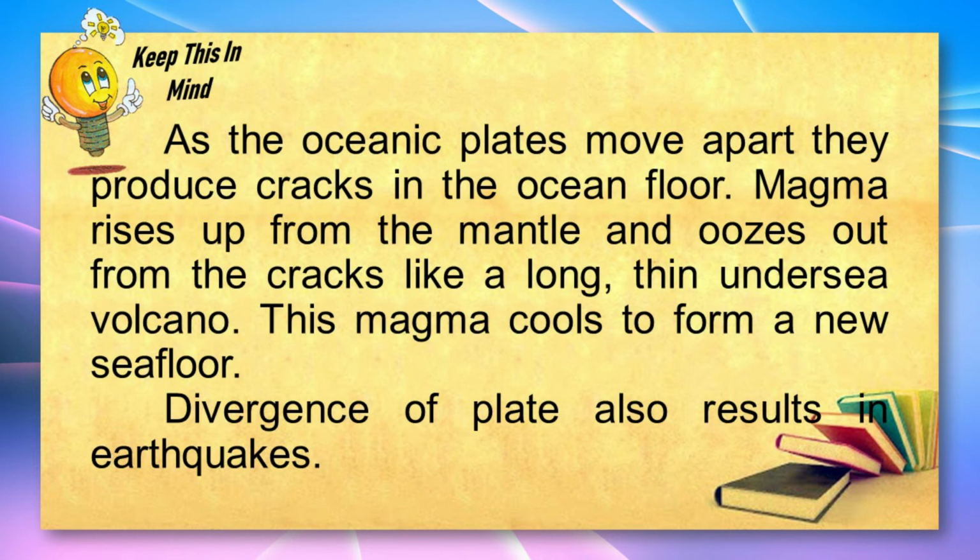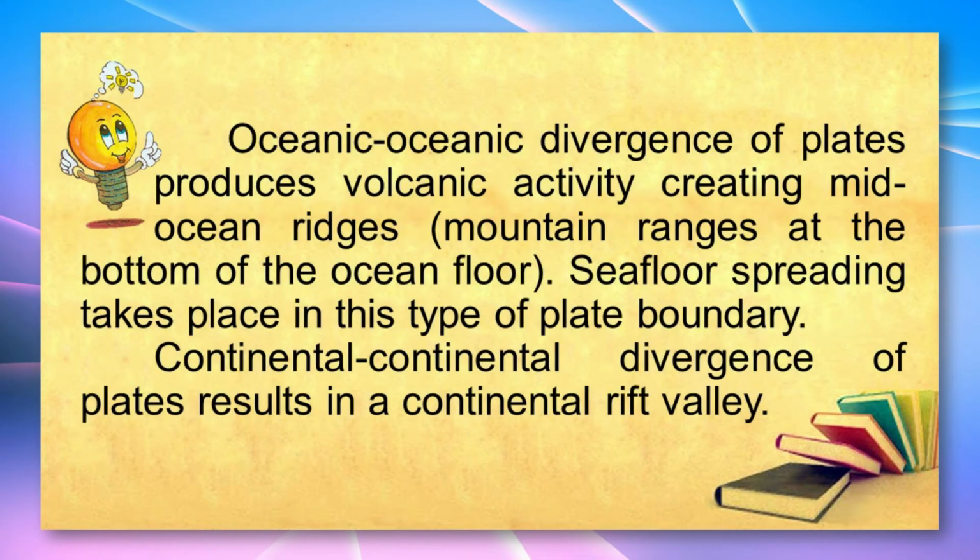Divergence of plate also results in earthquakes. Oceanic divergence of plates produces volcanic activity creating mid-ocean ridges. These are mountain ranges at the bottom of the ocean floor. Seafloor spreading takes place in this type of plate boundary. Continental divergence of plates results in a continental rift valley.